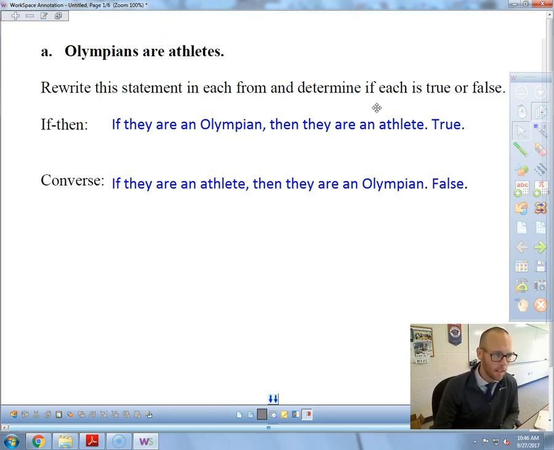Why not? Even though the if-then statement, if they are an Olympian, then they're an athlete, is true, it still wouldn't be a good definition because its converse was false. If they're an athlete, then they're an Olympian. If that was my definition, anybody who is an athlete would be an Olympian, and that's not true. So today we're going to look at a couple of geometric examples, perpendicular lines and parallel lines. We're going to see what it takes to write a good definition and how we do it.